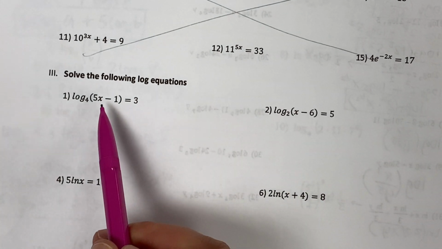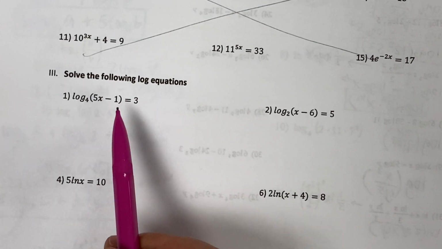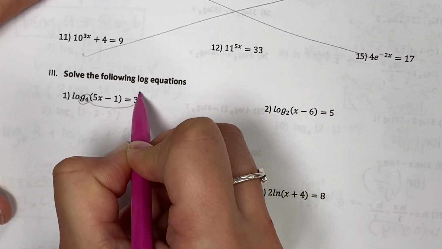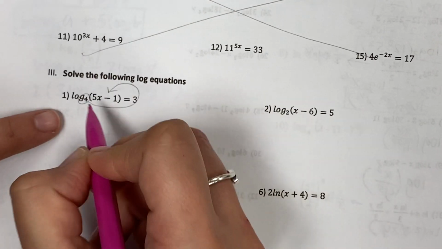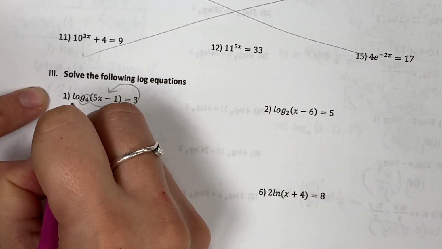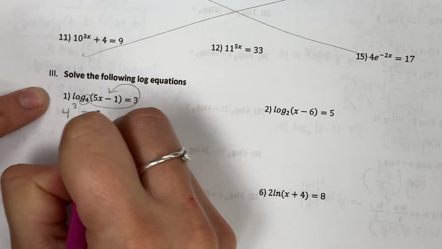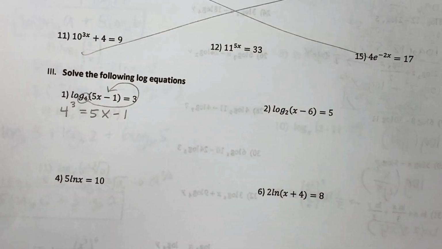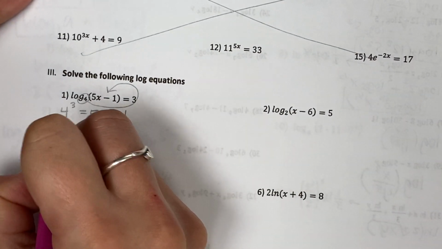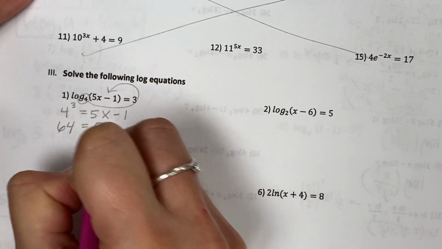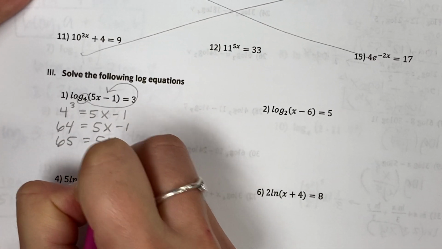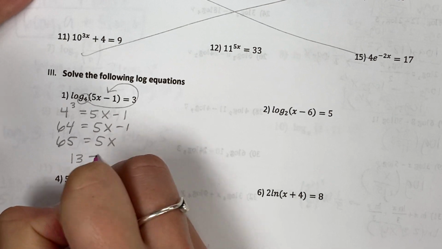If I'm trying to solve for x and it's within this log, I need to rewrite as an exponential. So remember to circle the base, go across the equal sign and back around. So to rewrite as an exponential, we have 4 to the 3rd power equals 5x minus 1. And then you're doing your basic algebra from there. 4 cubed is 64. Add the 1. Divide by 5.